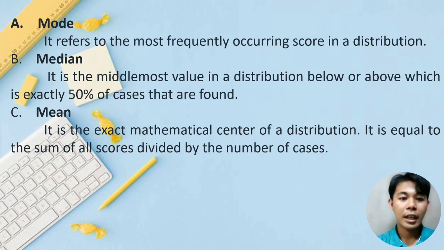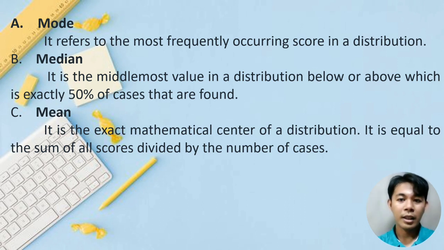Mode. It refers to the most frequently occurring score in a distribution. So the mode is the number that occurs the highest number of times. Median. It is the middlemost value in a distribution below or above which is exactly 50% of cases that are found. So the median is the middle number in a sorted list of numbers.